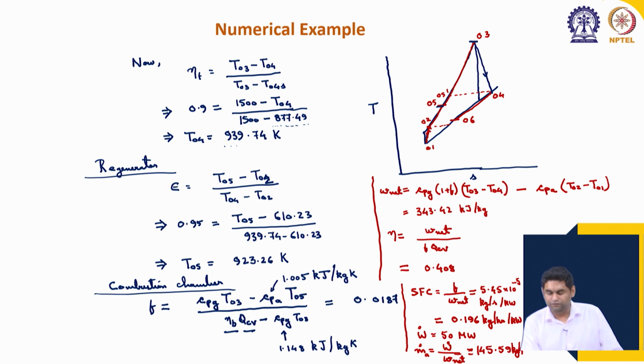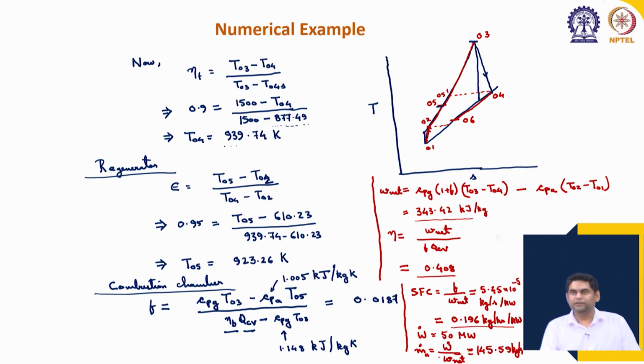So, W net 343.42 kilojoule per kg. This is the net specific work output. Then thermal efficiency of the cycle 0.408, specific fuel consumption 0.196 kg per hour per kilowatt, and mass flow rate of air that is needed for the entire turbine is 145.59 kg per second.